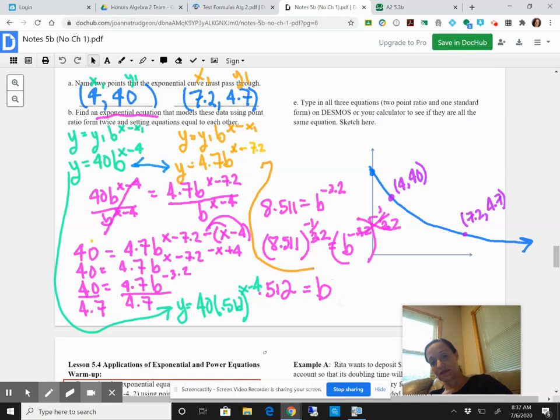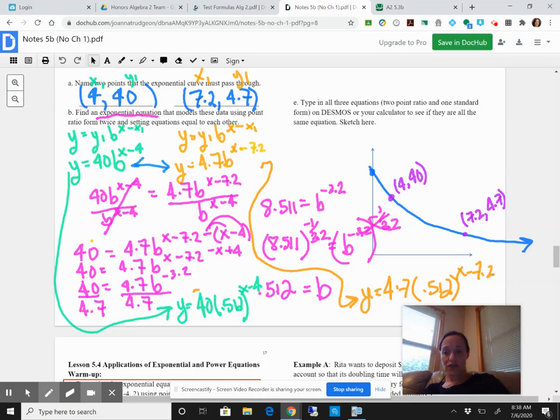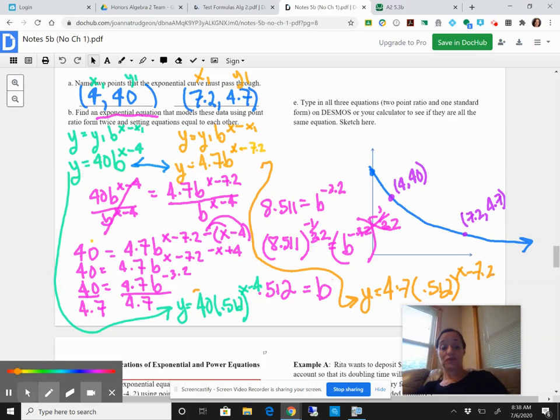I know this is giving us a lot of stuff here. Y equals 4.7 times 0.512 raised to the x minus 7.2. Either of those equations should be the same, okay? They're both written in point ratio form. They are both using points that are on this graph, okay?